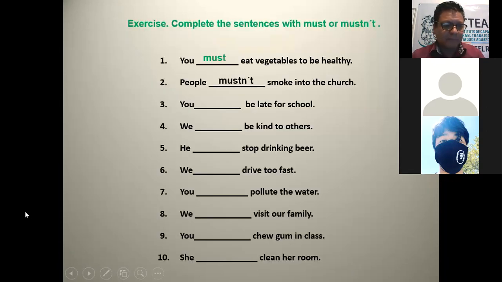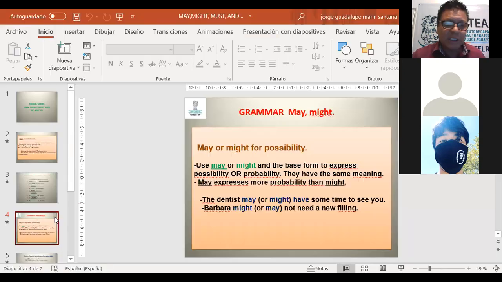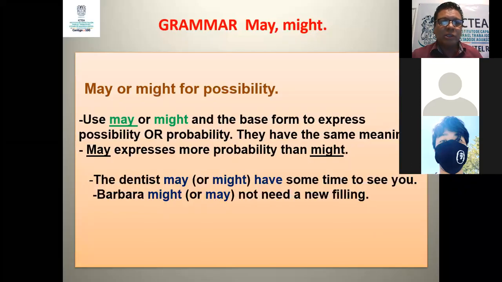Then we continue with may and might. We said that we're going to use may or might for possibility. We use may or might and the base form to express possibility or probability. They have the same meaning. May expresses more probability than might. And we have some samples that we saw yesterday.